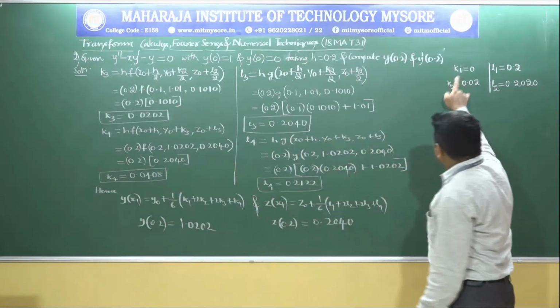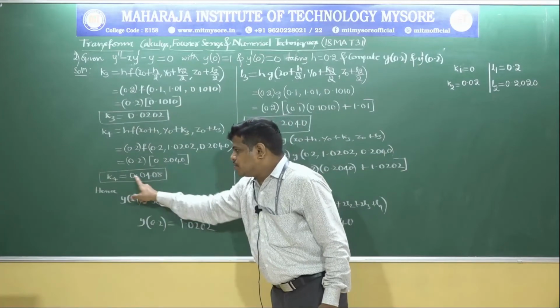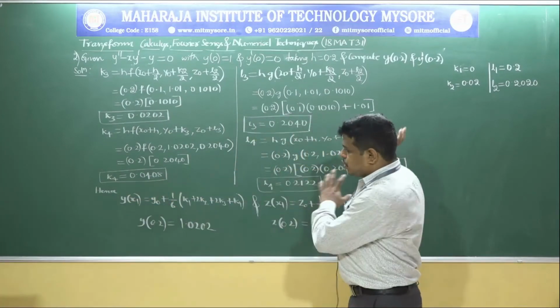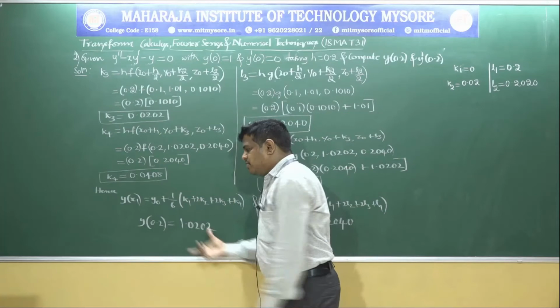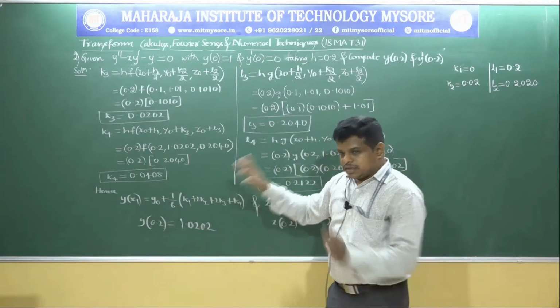Next, here k1 value is 0, k2 is 0.02, k3 is 0.0202, k4 is 0.0408. Substituting all the values and simplifying, we end up with y of 0.2 is 1.0202.